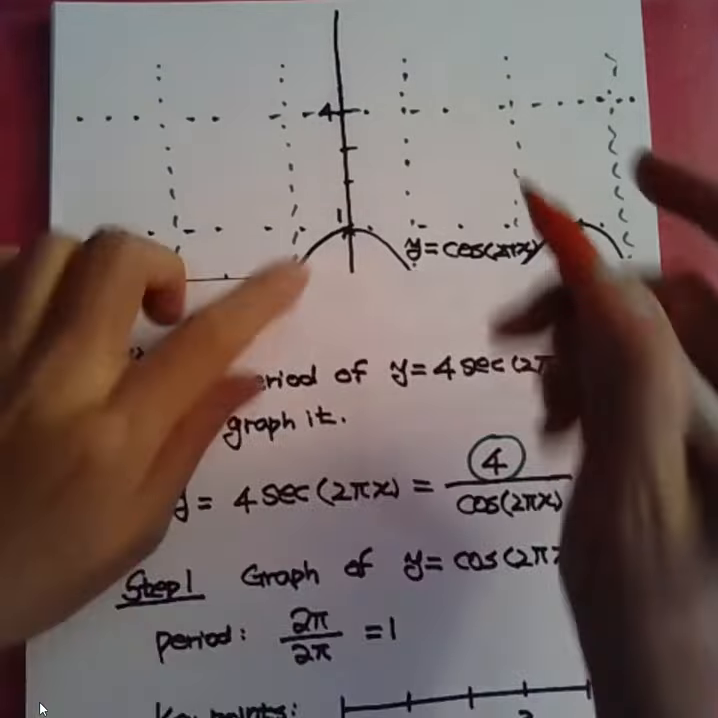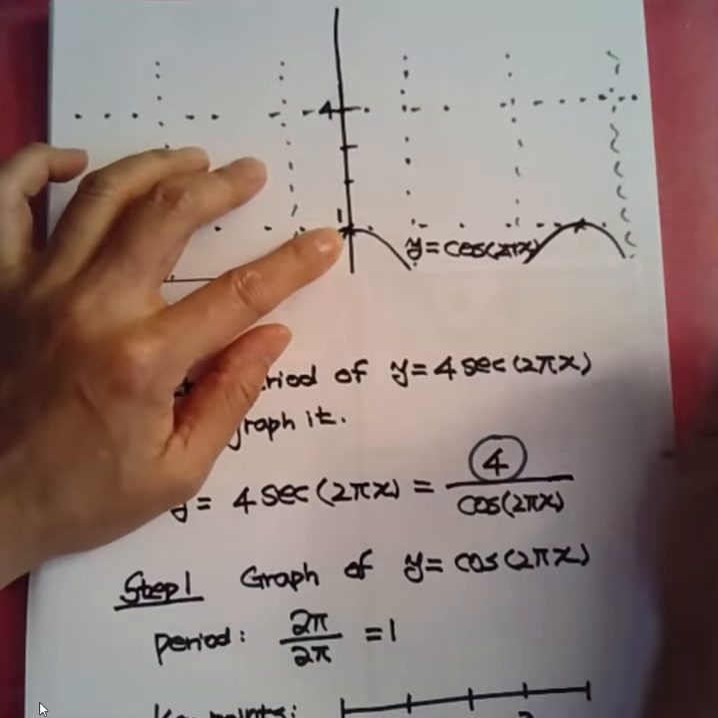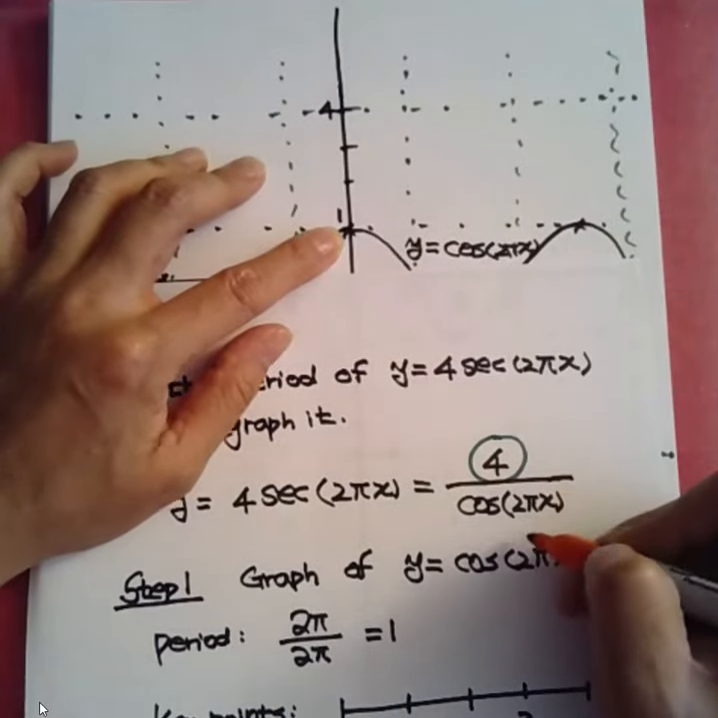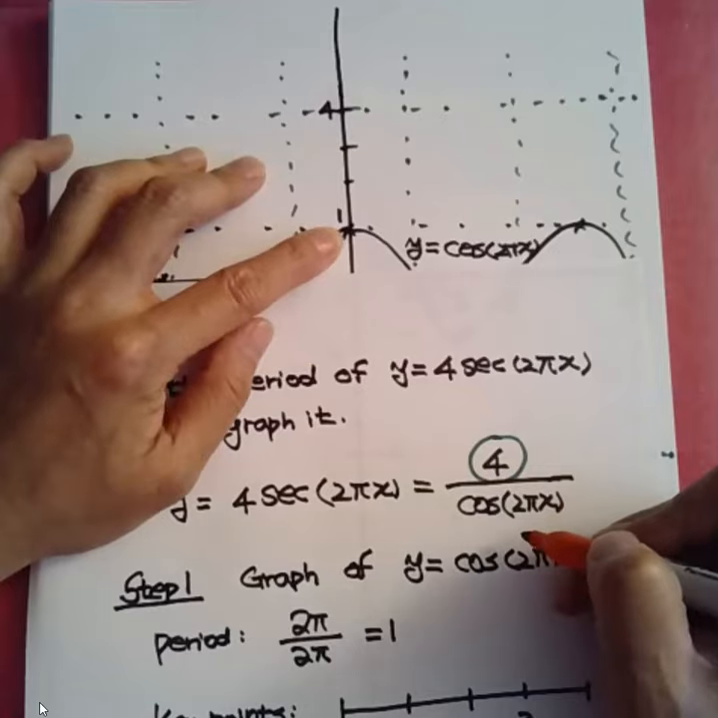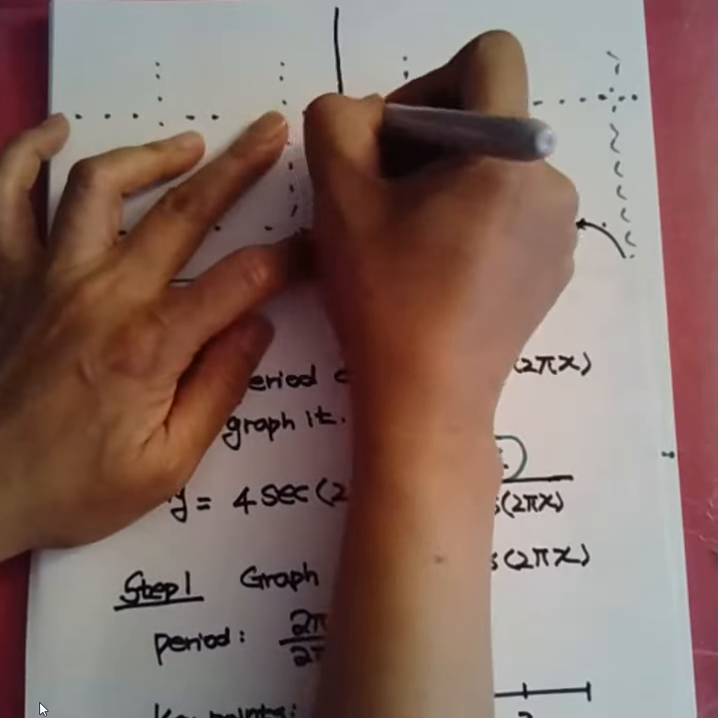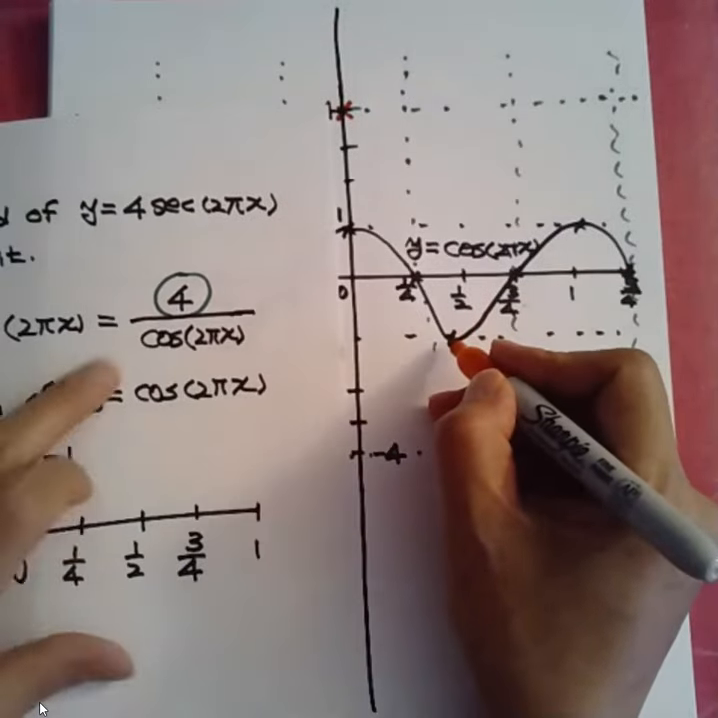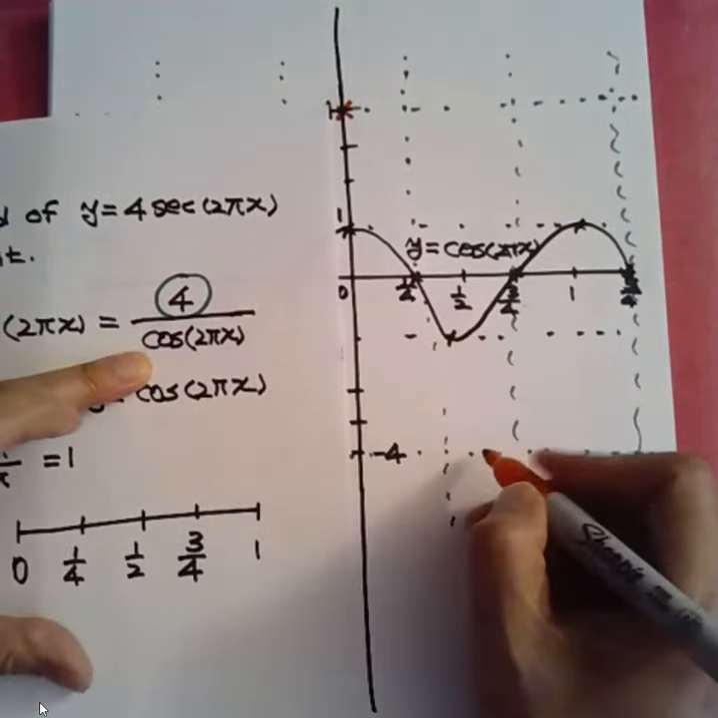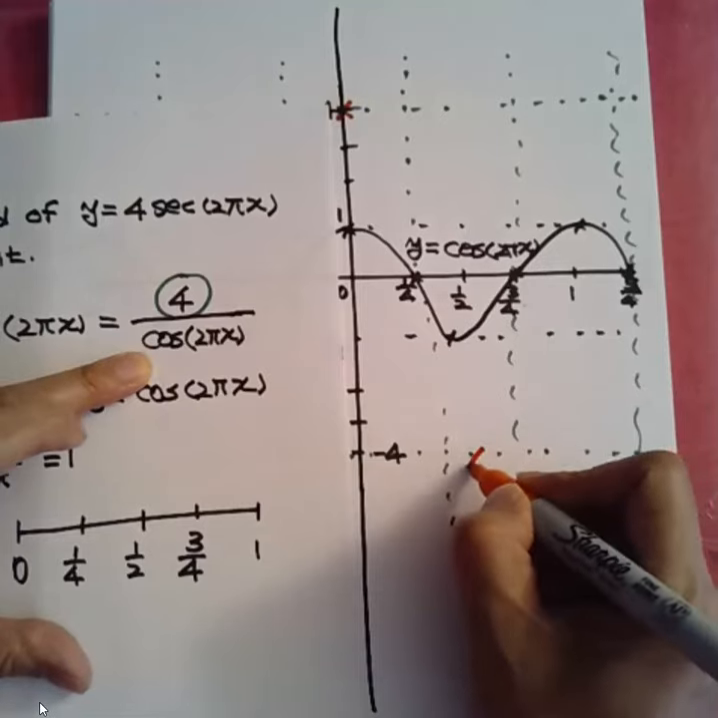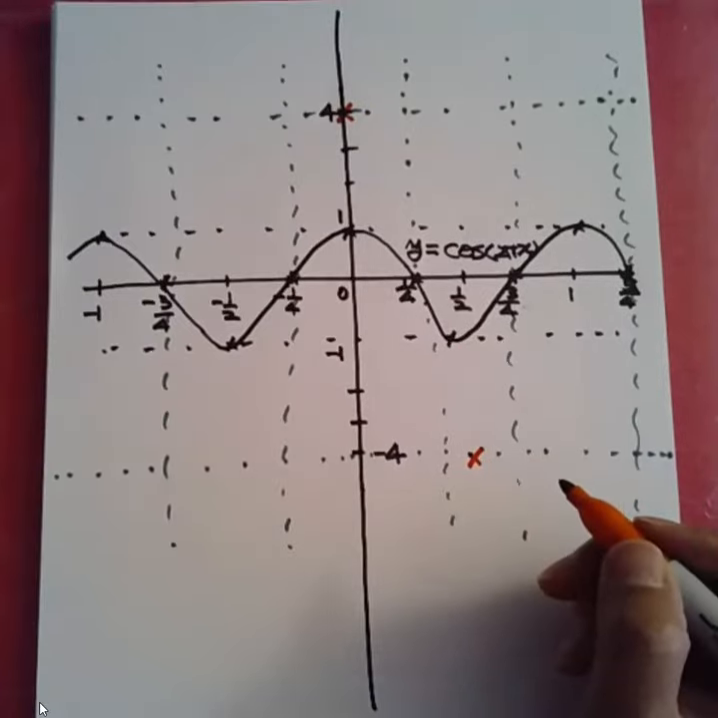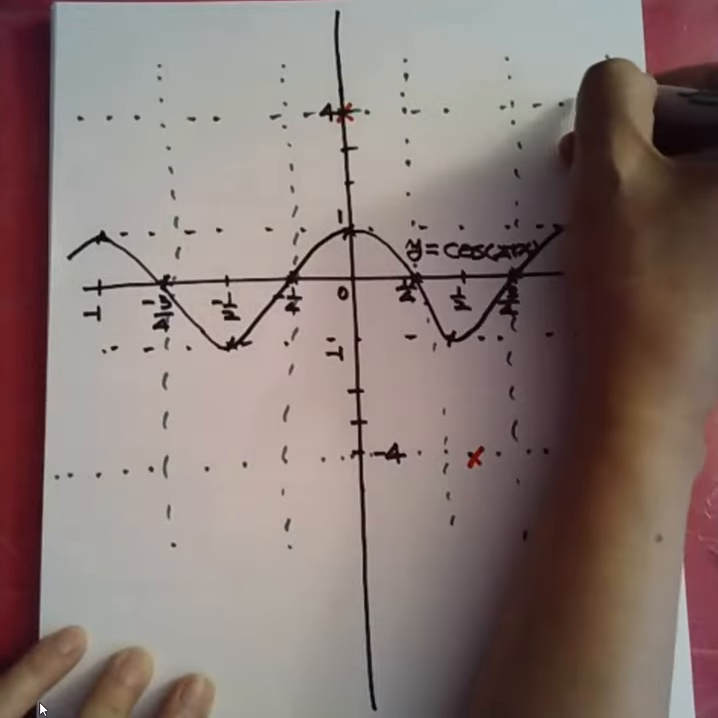If we think about this point, that is 4 over 1. Cosine value is 1, so that becomes 4. In the same way, if this is -1, then 4 over -1 will become -4. The same thing goes on and on like that.